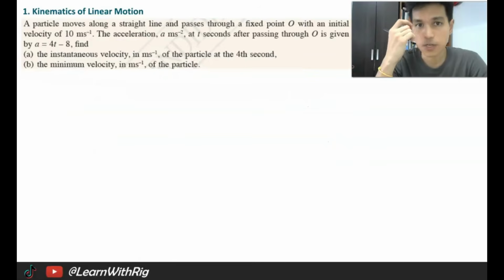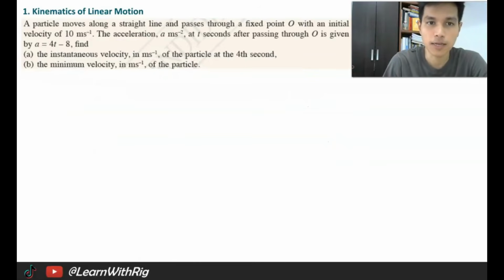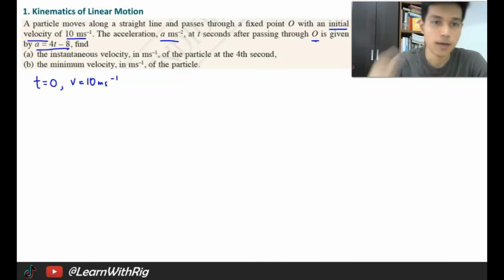A particle moves along a straight line and passes through a fixed point with an initial velocity. So you see, initial velocity of, so what does that tell you? You should already know initial velocity means t is equals to 0. So when t is equals to 0, the velocity is 10 meter per second. And then they said the acceleration after passing through O is given by this function. Okay, so they give you the A function.